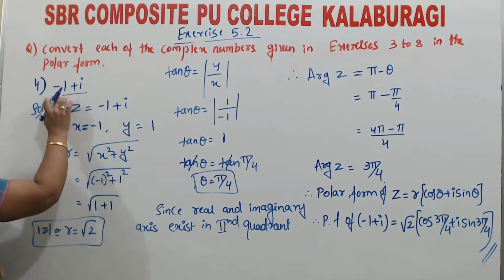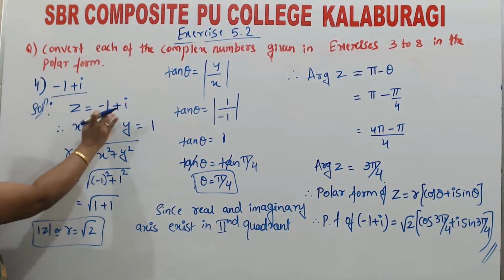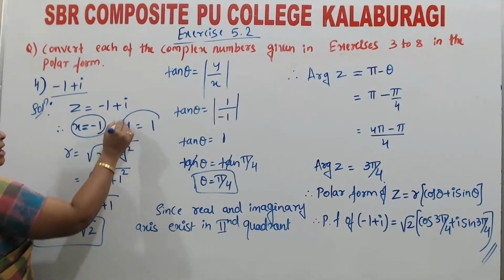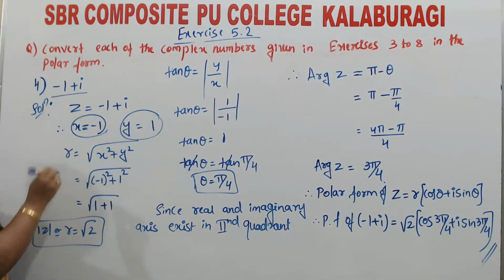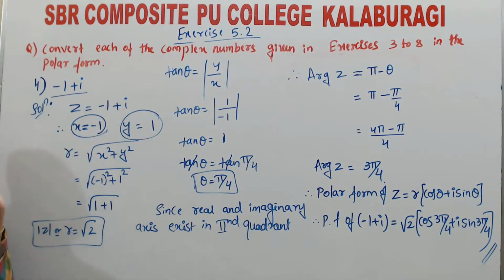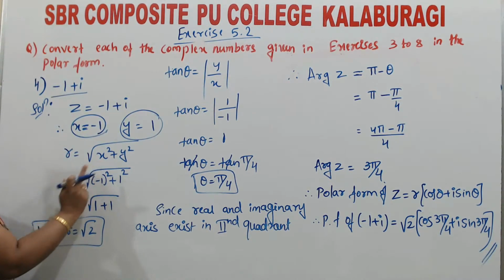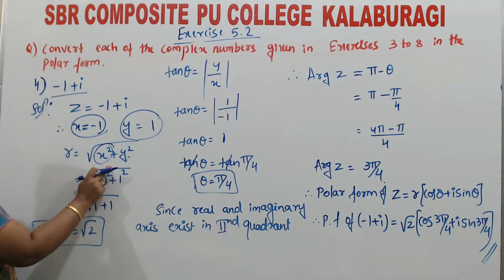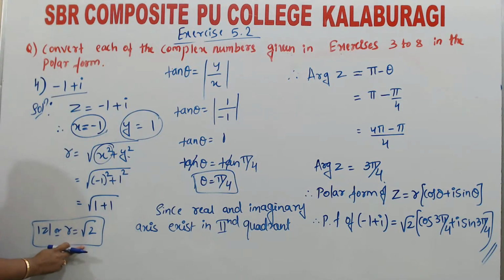The given complex number is minus 1 plus i, right? Z is equal to this, our given complex number. X is equal to minus 1, y is equal to plus 1, right? If x is negative and y is positive, this complex number exists in the second quadrant. Here we have to find the modulus. For finding modulus of z, we have to find r. We know the value of x and y, put the values of x and y. Therefore r is equal to root 2.